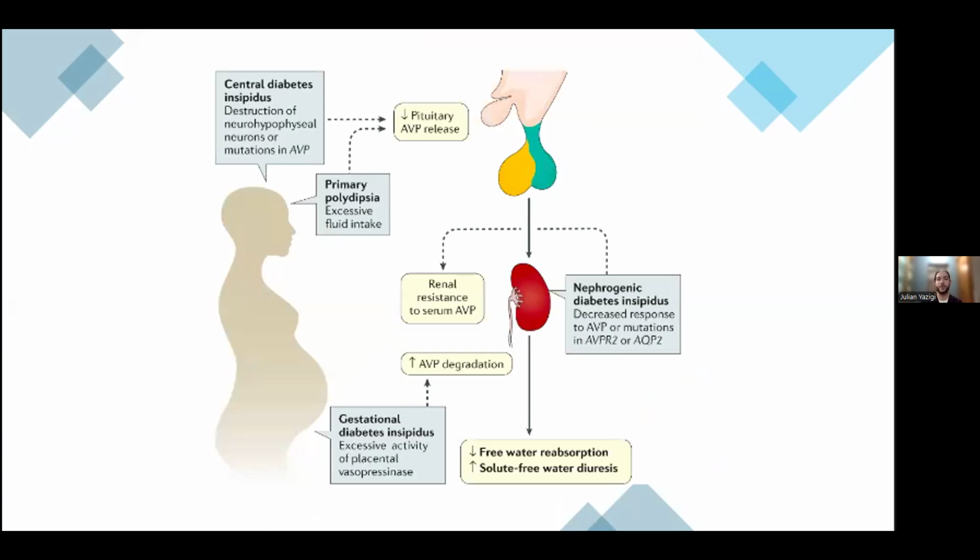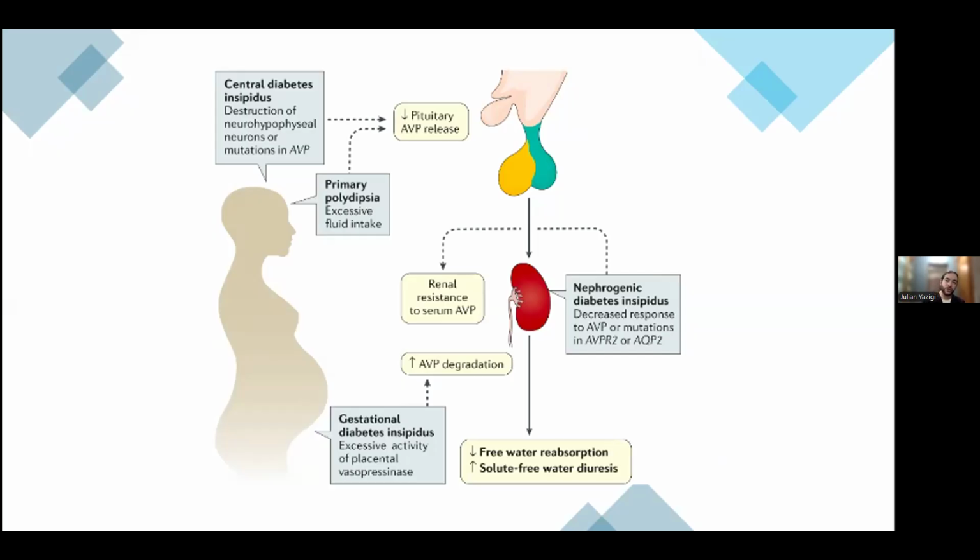Its secretion is primarily regulated by plasma osmolality via hypothalamic osmoreceptors, with volume status serving as a secondary stimulus. Once released, AVP acts on V2 receptors in the renal collecting ducts, activating adenylate cyclase and increasing cyclic AMP, which leads to the insertion of aquaporin 2 channels into the luminal membrane. And this facilitates water reabsorption, allowing the kidneys to concentrate urine and maintain plasma osmolality.